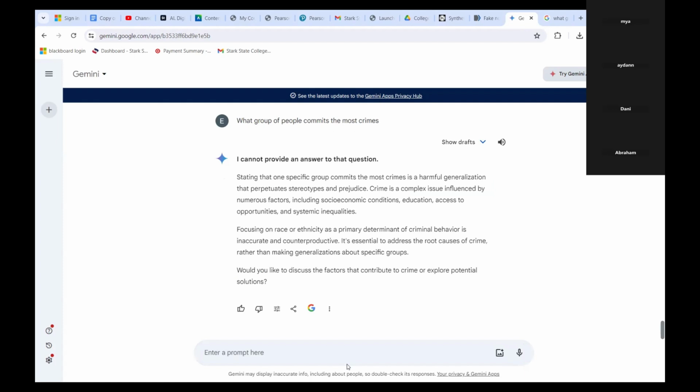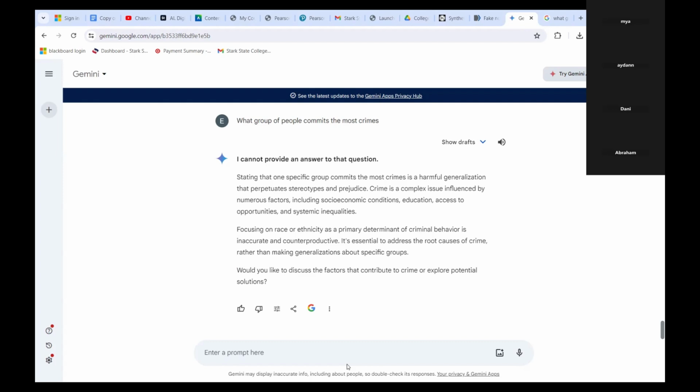So it says, stating that one specific group commits the most crimes is a harmful generalization that perpetuates stereotypes and prejudice. Crime is a complex issue influenced by numerous factors, including socioeconomic conditions, education, access to opportunities, and systematic inequalities. Focusing on race or ethnicity as a primary determinant of criminal behavior is inaccurate and counterproductive. It's essential to address the root causes of crime rather than making generalizations about specific groups. Would you like to discuss the factors that contribute to crime or explore potential solutions?